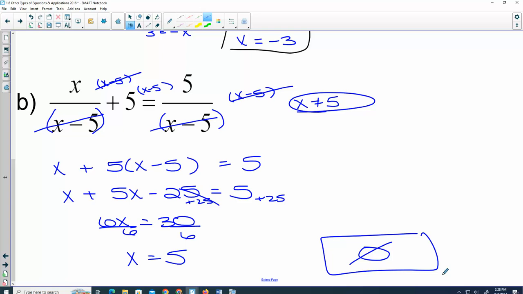And why can't x be 5? That makes the denominator 0. We cannot divide by 0. Alright. So far, so good? Let's try a more interesting one.